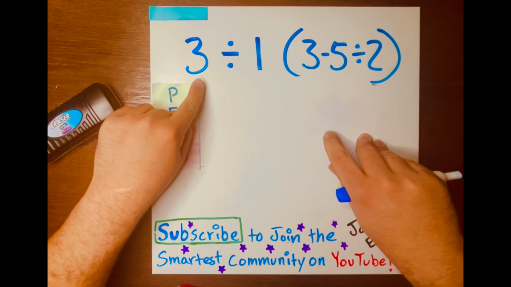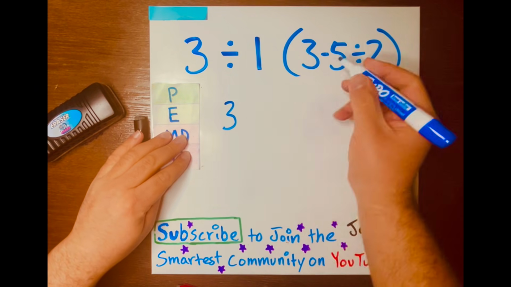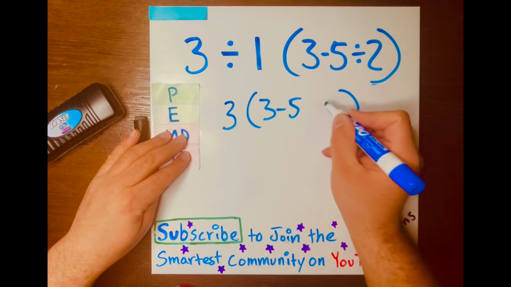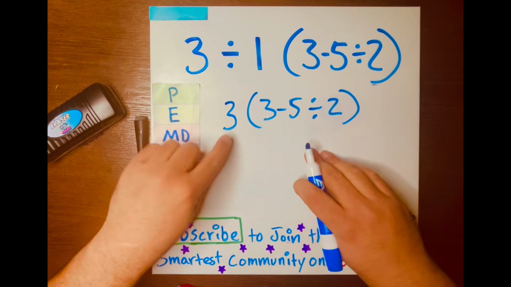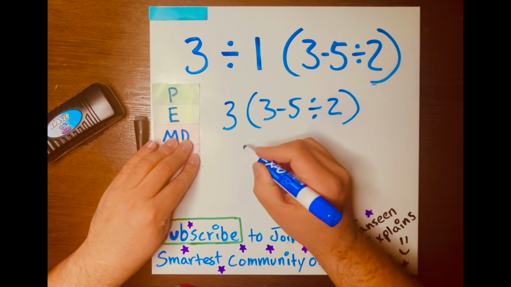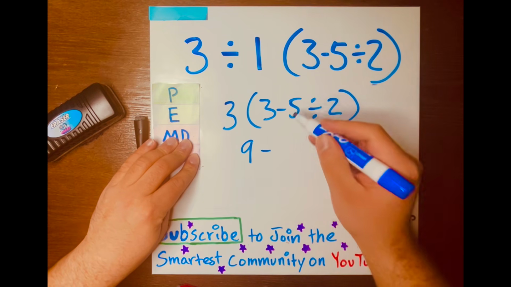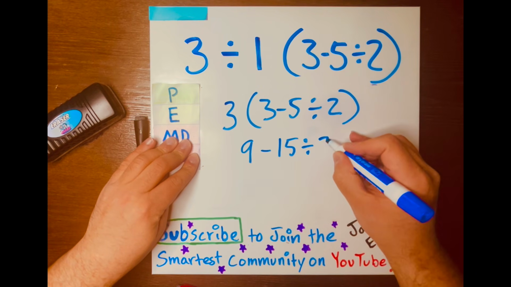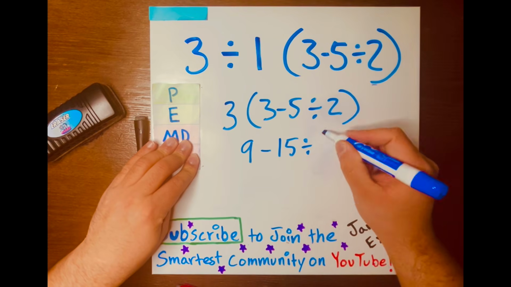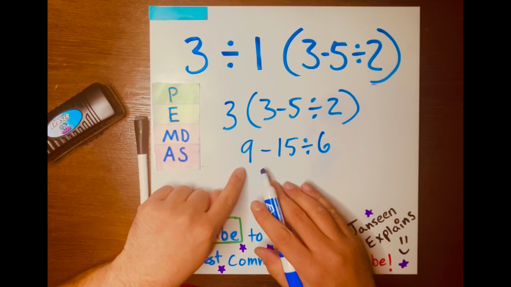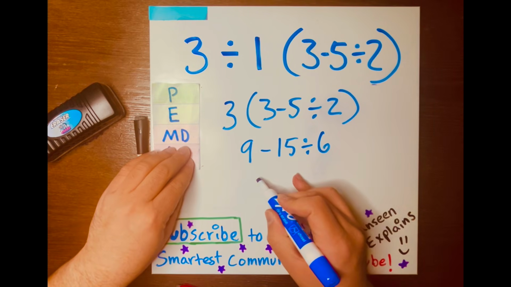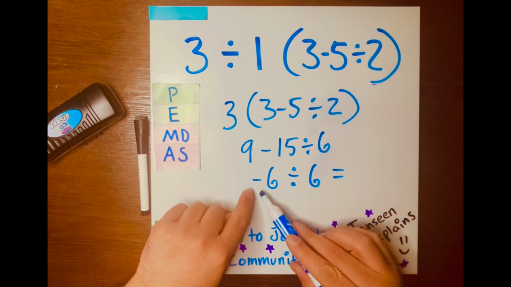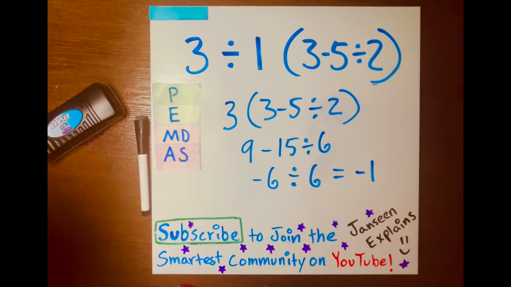So some people will start with 3 divided by 1 and write 3 and then draw the brackets and then write the numbers in there. So 3 minus 5 divided by 2. Then they'll multiply 3 times 3, which is 9, minus 3 times 5 is 15, divided by 3 times 2 is 6. And then they'll subtract 9 minus 15 is negative 6 divided by 6. And so the answer is negative 6 divided by 6 is negative 1. That's the answer.